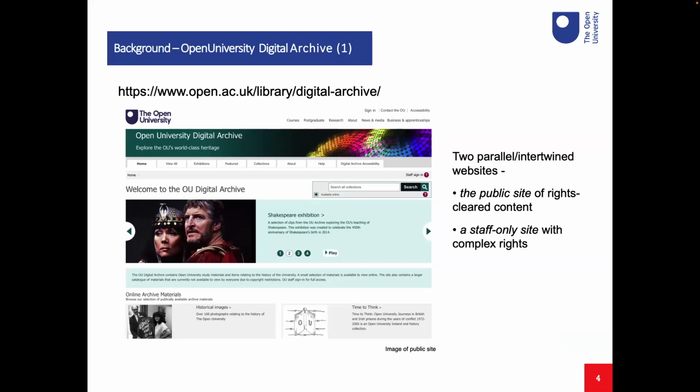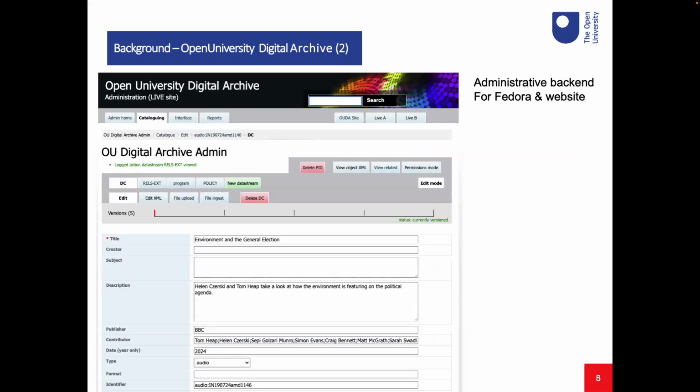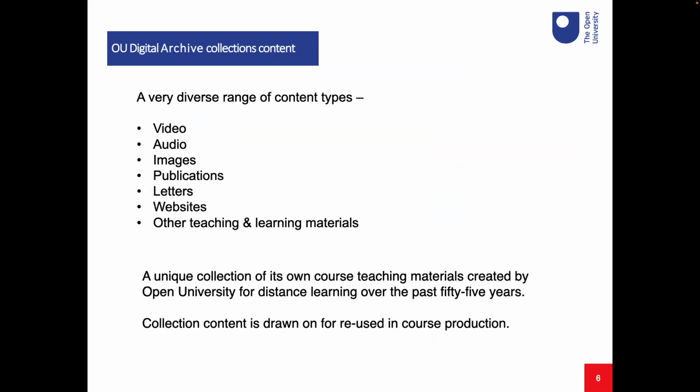So yeah, the Open University Digital Archive has been running since about 2012. They're sort of intertwined sites. One is a staff-only site, which has some complex rights issues, and the other one is a public-facing site with open content and lots of metadata records. And there's an administrative backend as well, which we use for administering both Fedora and the websites. So that's a screenshot of it.